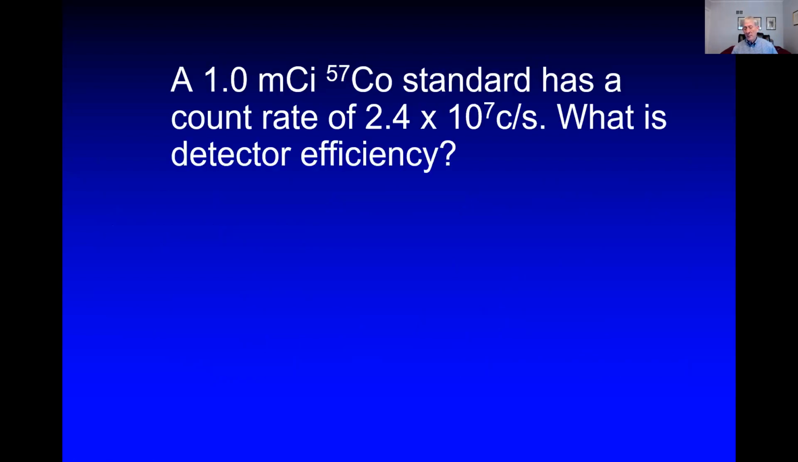Okay, now, how would we set up this problem? And it's really a pretty simple problem. This is a recall from an old exam. We have a 1 millicurie standard of cobalt. The count rate is this number here. What is the detector efficiency? So do you know the count rate? Yes. Do you know the disintegration rate? Yes. What is the disintegration rate of this 1 millicurie? By definition, what is it?